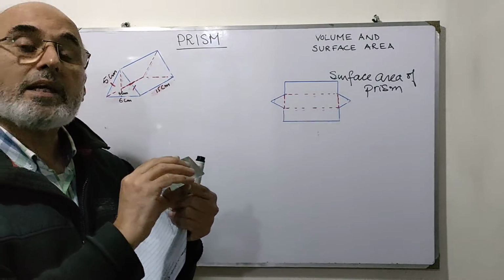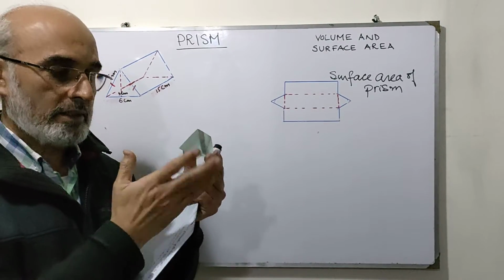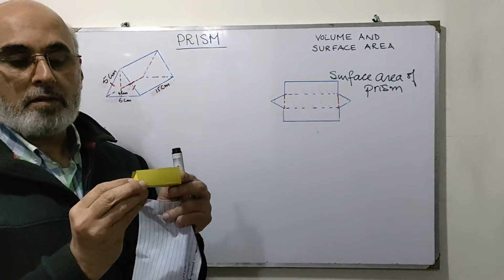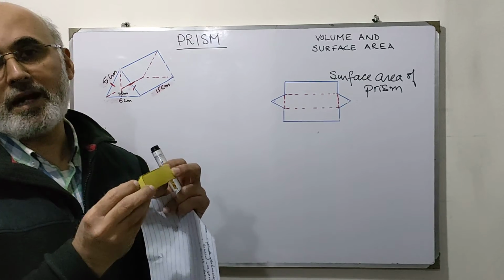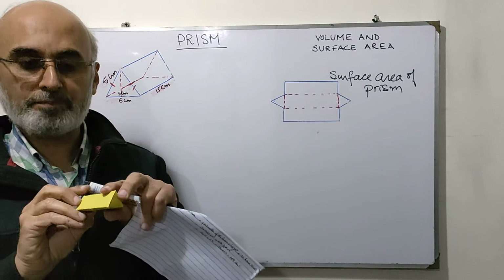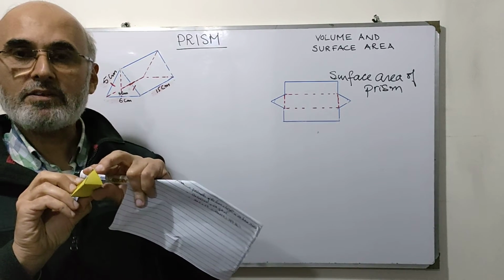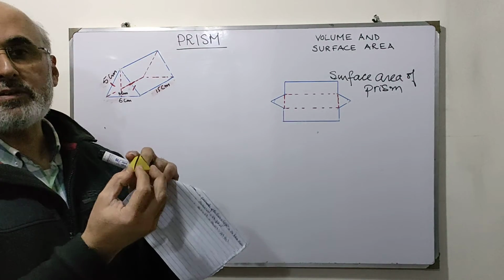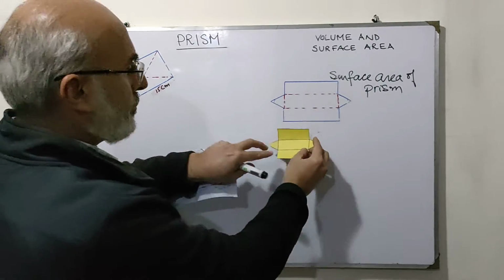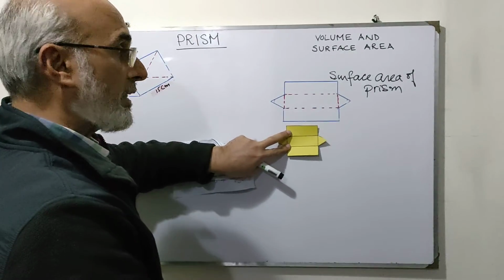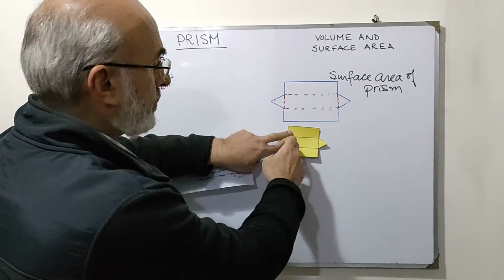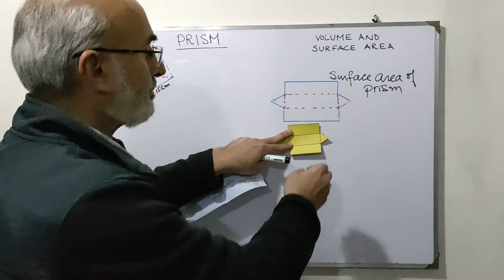So it means that if I am going to unfold this, suppose I have this prism I have made from a cardboard. Same type of prism. The base is triangular. Now I am going to unfold it. I am unfolding this prism. So what is happening? I am going to get 3 rectangles and 2 triangles, right?